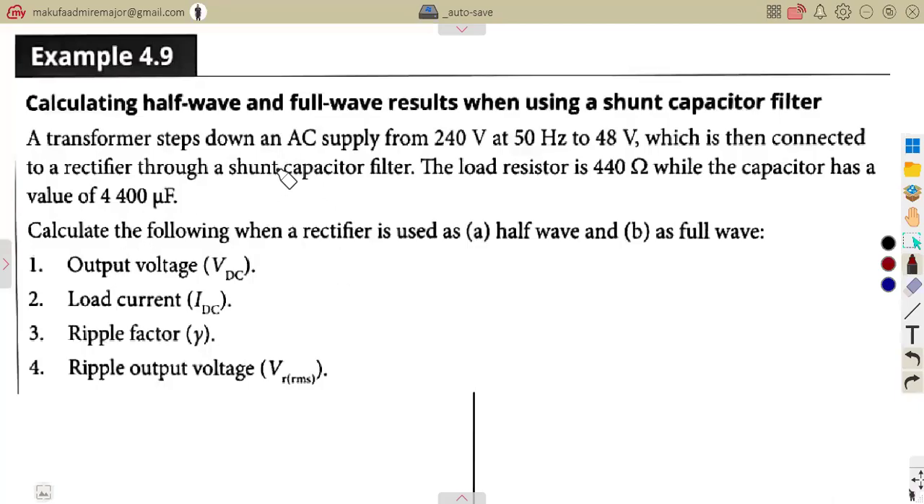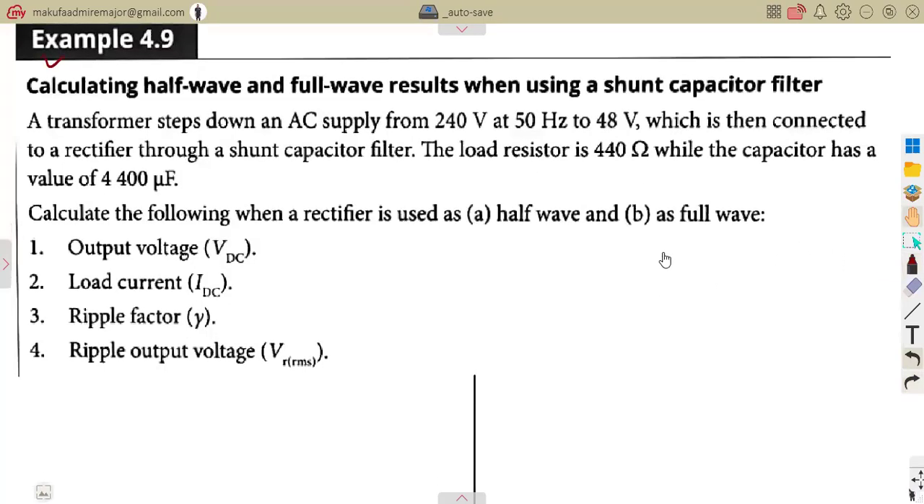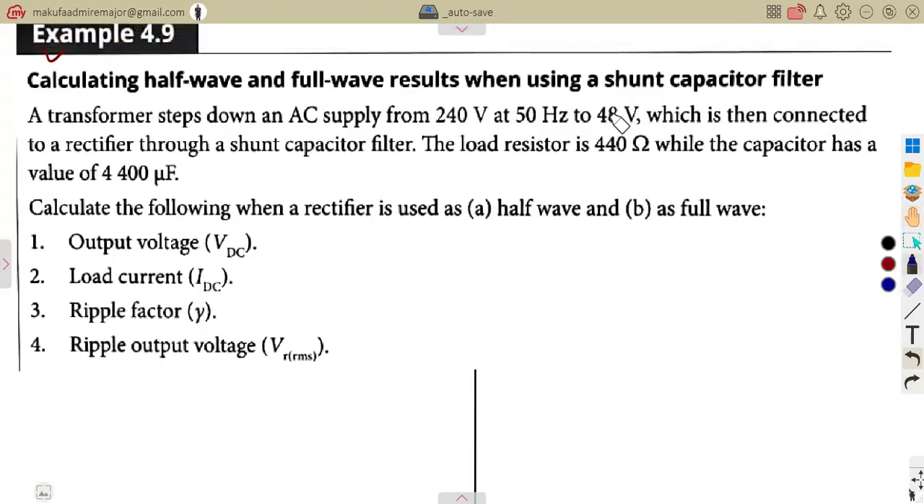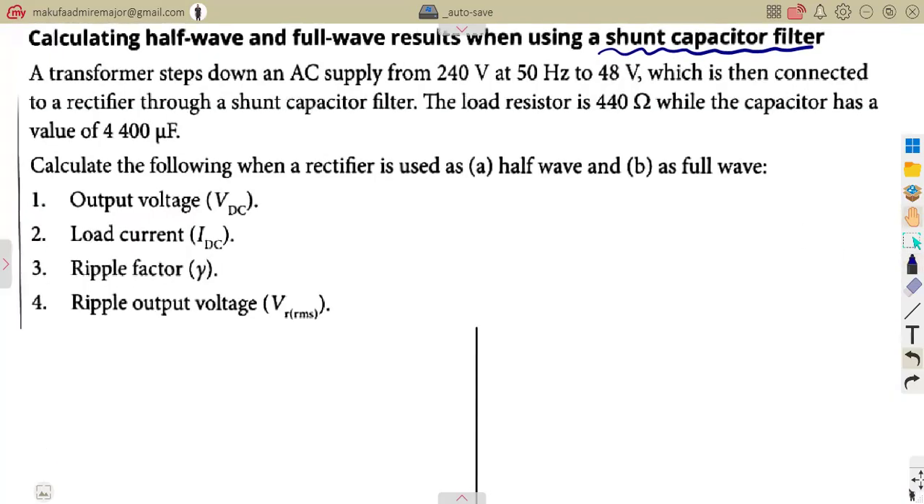So in this case, I want us to consider another typical exam. This is an example that we are going to have. It's not an exam question, actually, but an example that we are going to see that is important in the calculations of a half wave and a full wave, considering what? A shunt capacitor filter.